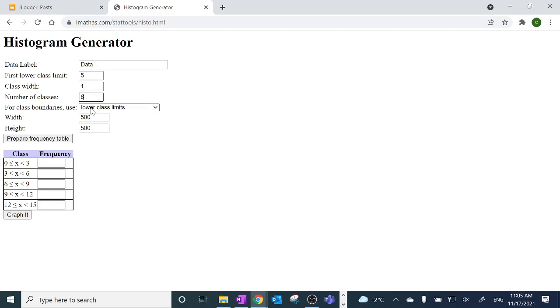The width and the height, don't worry about that. It'll figure that out for you. Then when you hit prepare frequency table, there you go: from 5 up to but not including 6, from 6 up to but not including 7. So basically all the 5s are here, and there's 49 of them. Then all the 6s are here. There's 79 of them. All the 7s are here. There's 135 of them. All of the 8s are here. There's 154 of them. All of the 9s are here. There's 154 of them. And all of the 10s are here. There's 81 of them. Hit graph it.